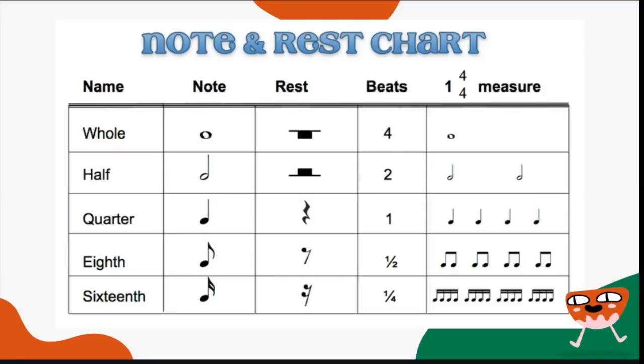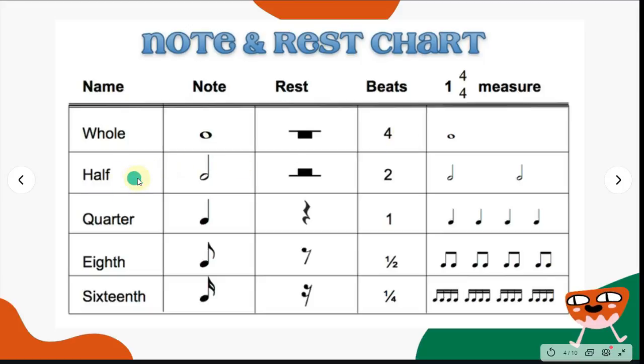we are going to have a quick review of our past lesson that you've learned from your past grade level, and that is the notes and rest chart. So we have here the name of the notes, the note symbol, the rest symbols, the beats, and of course in 4/4 time signature measure. Okay, we have here the whole note. This is the symbol of whole note, and this one is the whole rest. And of course, they receive 4 counts or 4 beats.